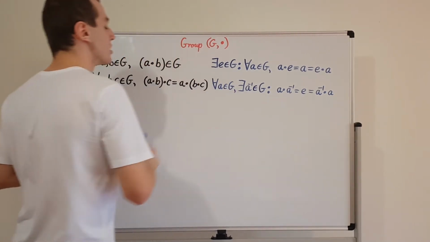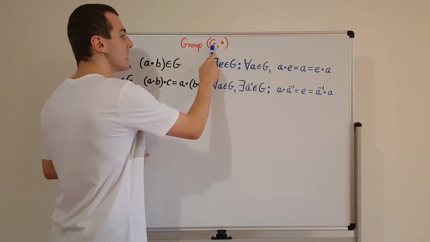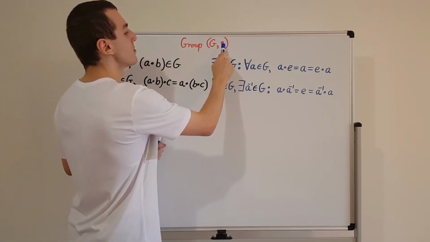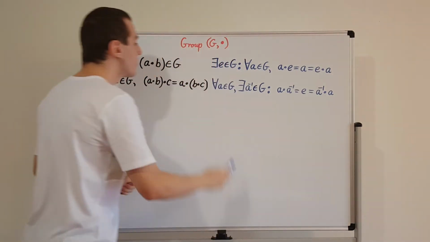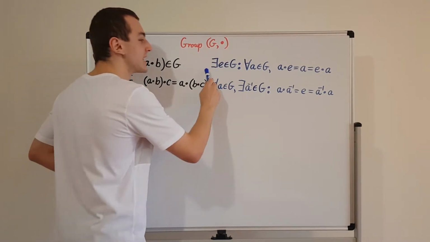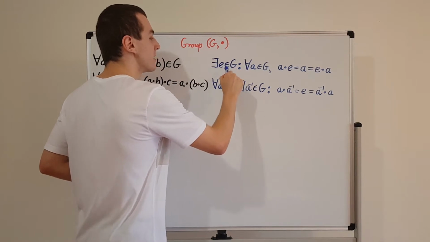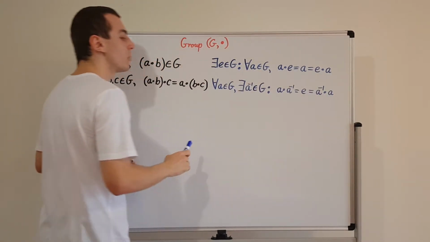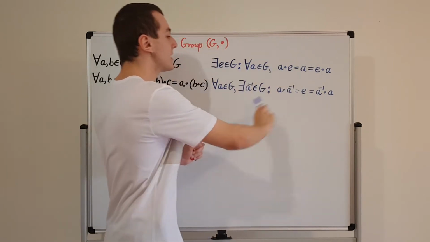So these conditions are essential for a group. We need to have a set G defined with some operation, which I'm denoting by dot. This is some general abstract operation. And we need to have closure. We need to have associativity. We need there to exist a unique element that is the identity element. That is what this line is telling us. And we need every element to have an inverse. So that is what these guys are telling us.